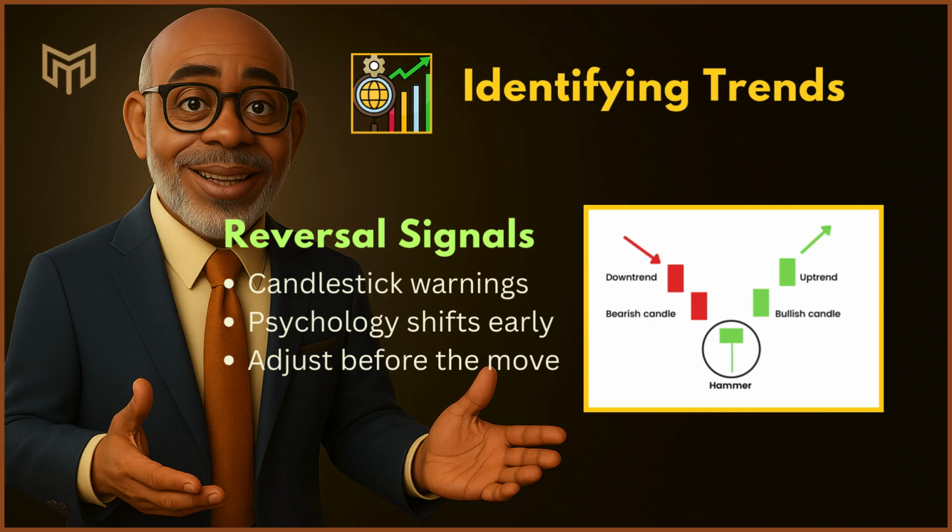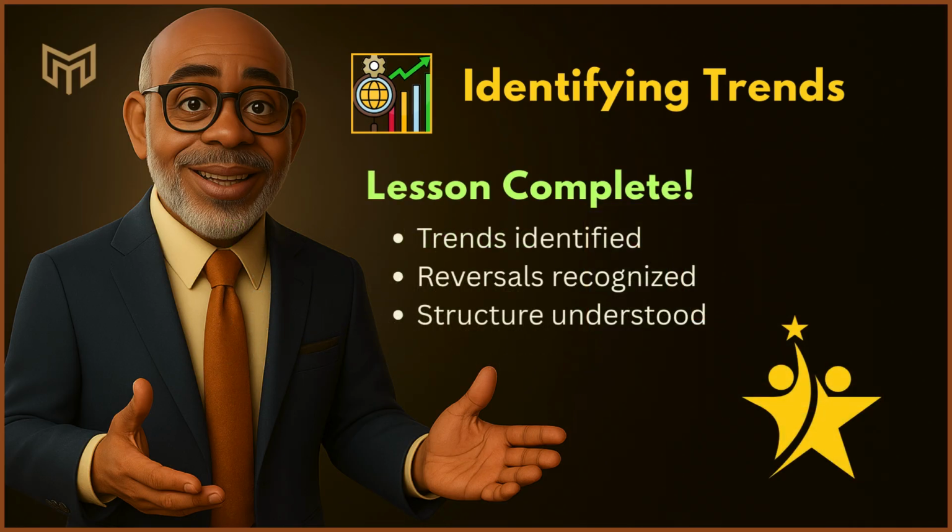When you spot these signals early, you're not predicting, you're responding to changing behavior. That readiness allows you to adjust before the market makes its next major move. Lesson complete. You can now confidently identify uptrends, downtrends, and reversals, key skills for making smart trading decisions. You've seen how price structure reflects trader psychology and how momentum changes as behavior shifts.